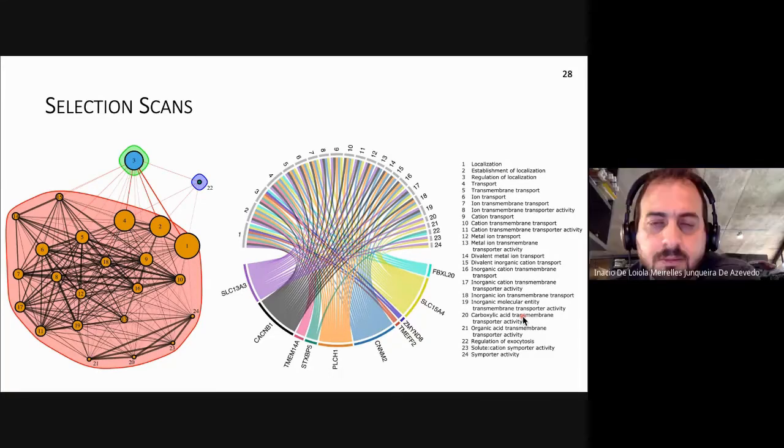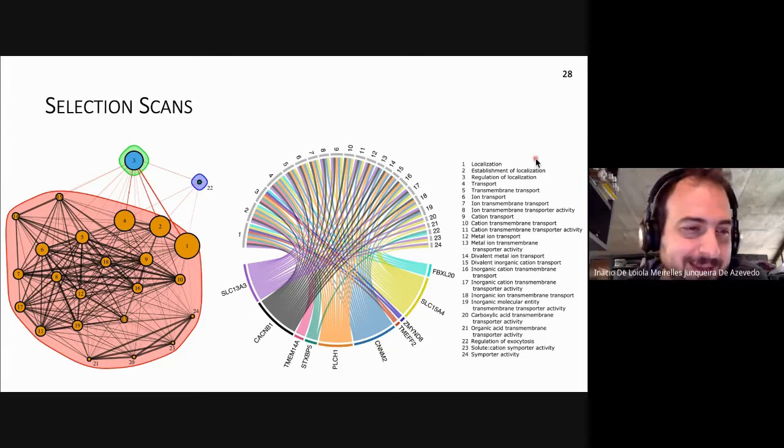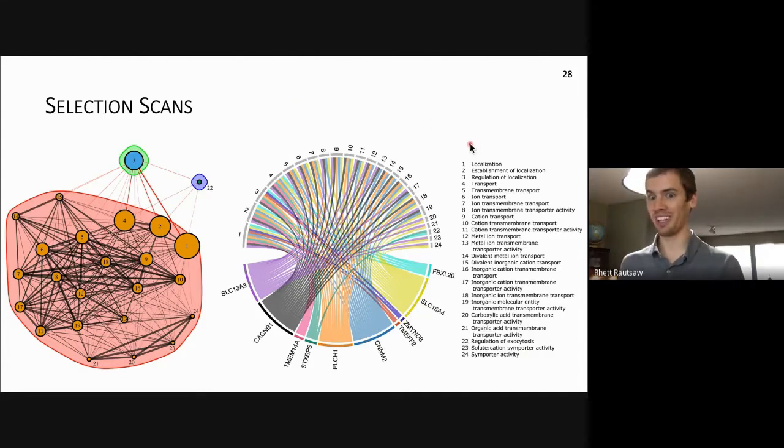But besides these 24 that are related to ion transport, are there other categories that were enriched in this data set? Or are only the ion transporters enriched? So essentially only the ion transport ones are the ones that are enriched.